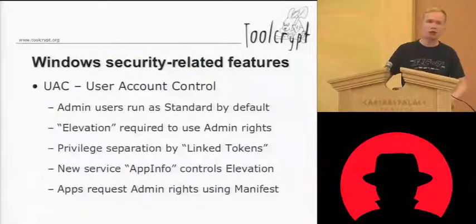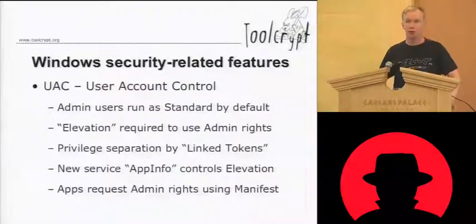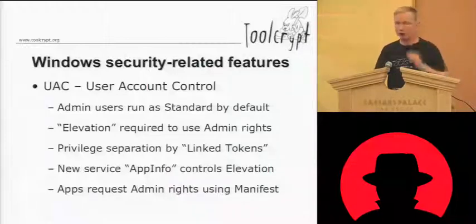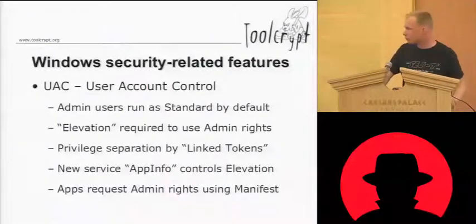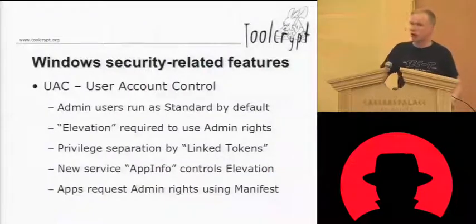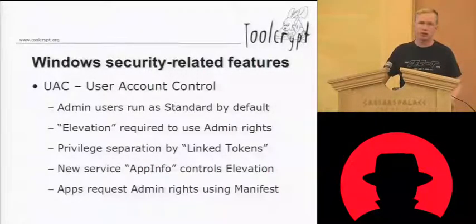If you've got an application that actually needs admin privileges, such as a setup application or something like that, then there's a method of requesting the admin rights to be enabled, so basically triggering this elevation process. And that's controlled by a key in the manifest of the executable.